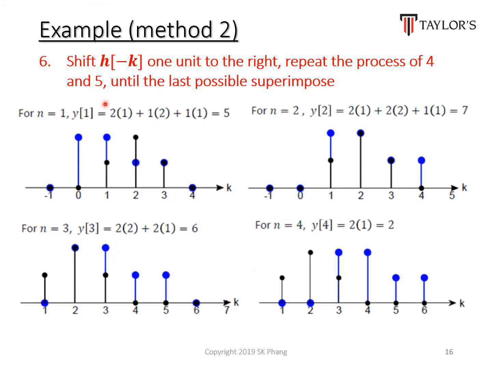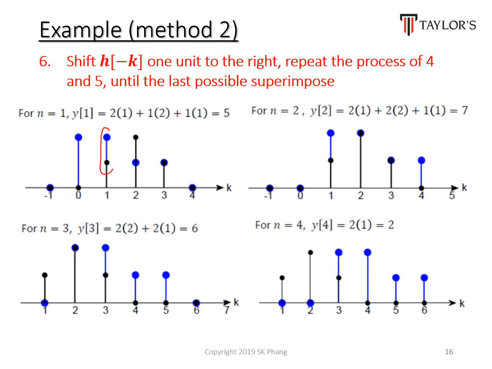And so we need to repeat the process of shifting 1 to the right every turn, and then again to find out what is the summation of the multiplications of each of the superimposed impulses. So let's look at one more example.